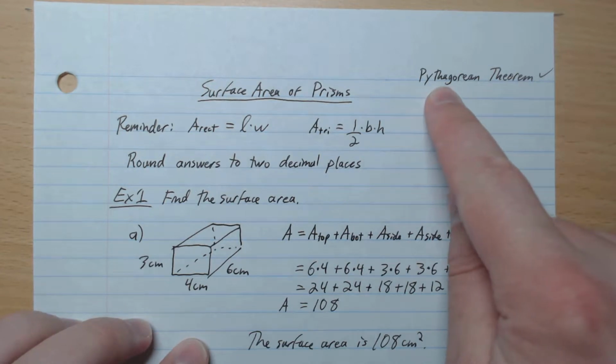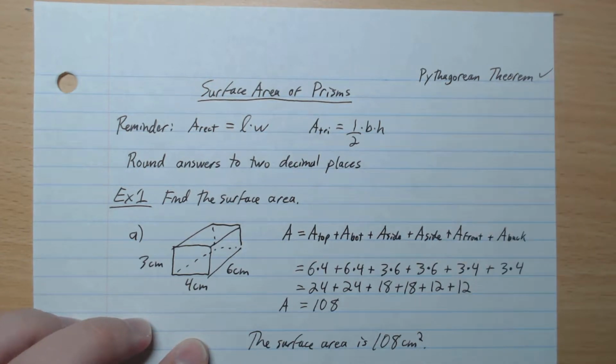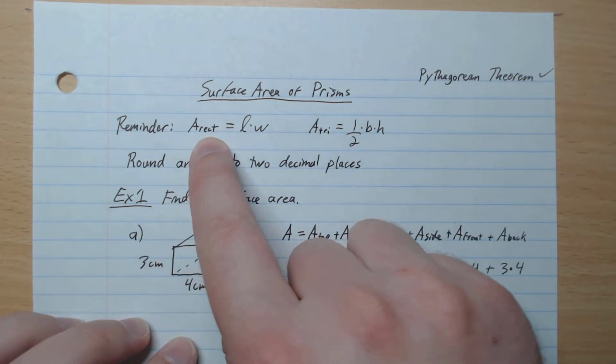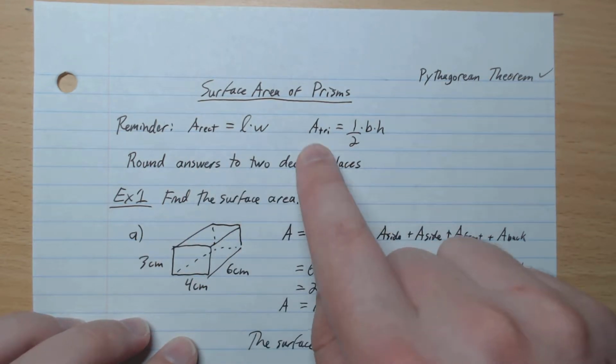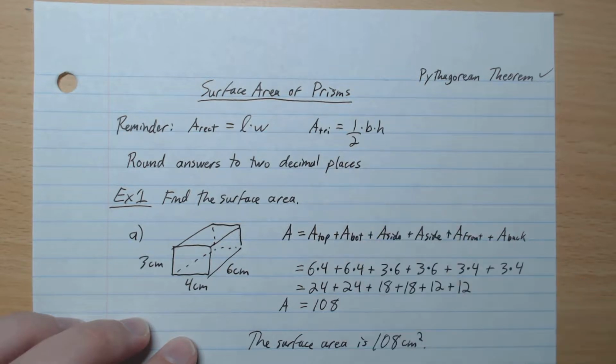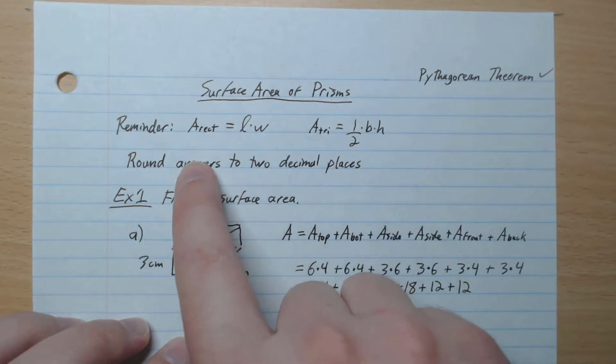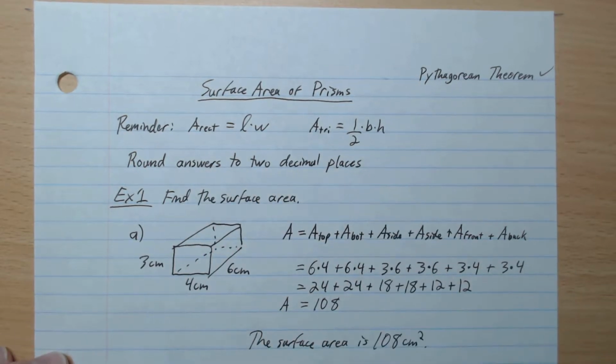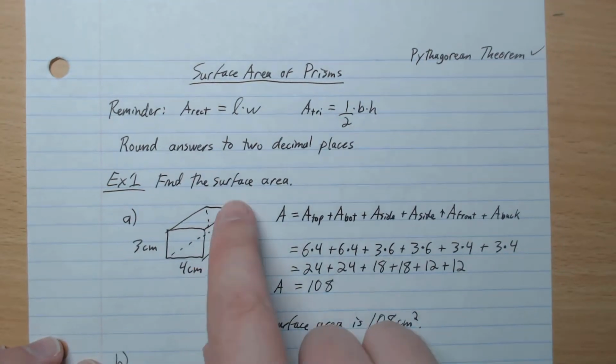So if you've completed the previous Pythagorean theorem video, today's lesson will be easier for you. Just a reminder, area of a rectangle is length times width, area of a triangle is half base times height. We're going to round our answers to 2 decimal places in this lesson. So let's dive right into it.